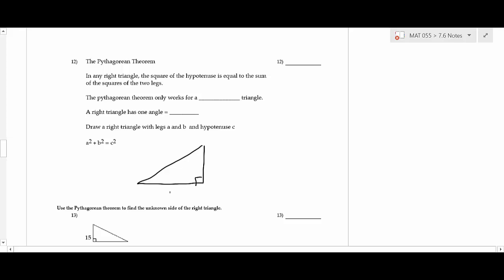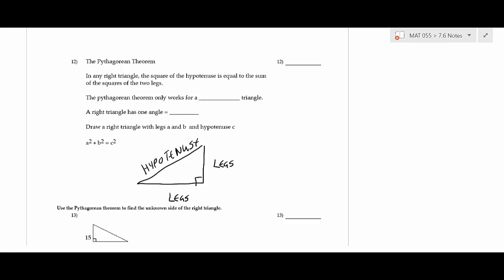A couple of things you want to know: the two sides that make the right angle are called the legs of the triangle, and then the longest side, the one opposite the right angle, is called the hypotenuse. You got it backwards. What's that? Oh, I've got the wrong thing here going on, don't I? That's what I meant.